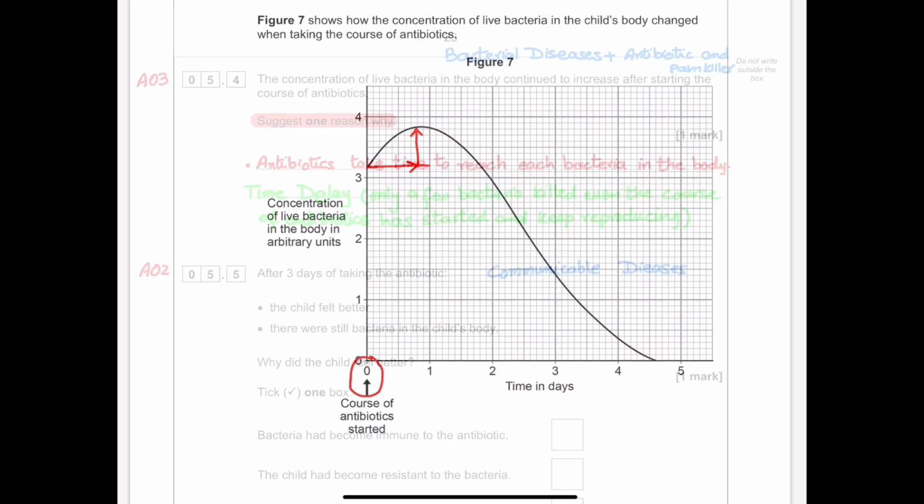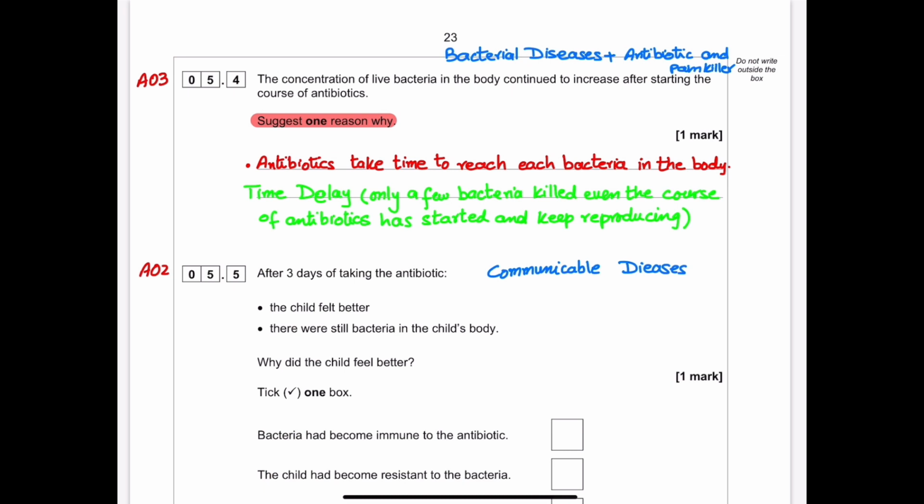Let's see the model answer. The model answer is antibiotics take time to reach every single bacteria in the body. The time delay, only a few bacteria are killed even though the course of antibiotic has started, and bacteria keep reproducing.